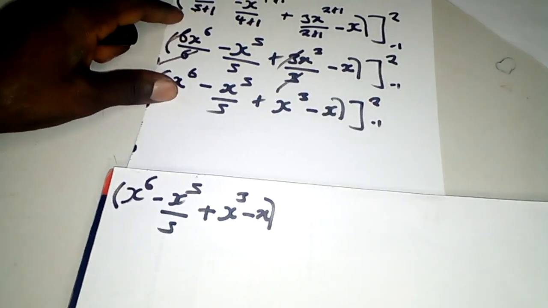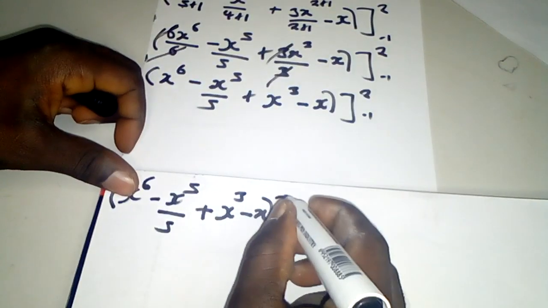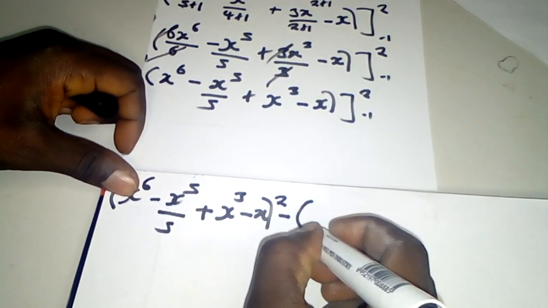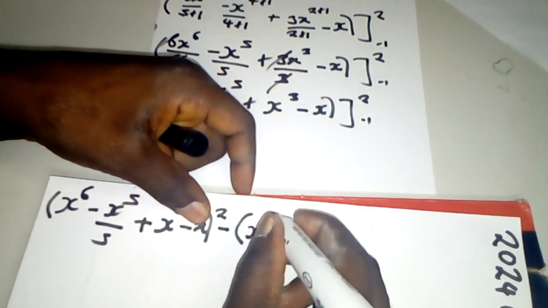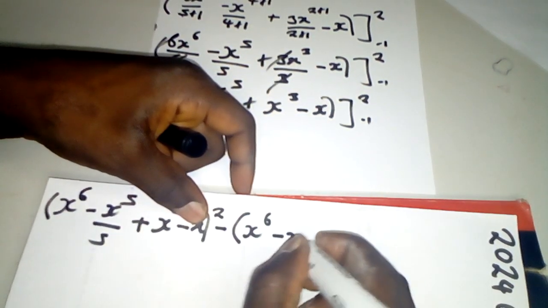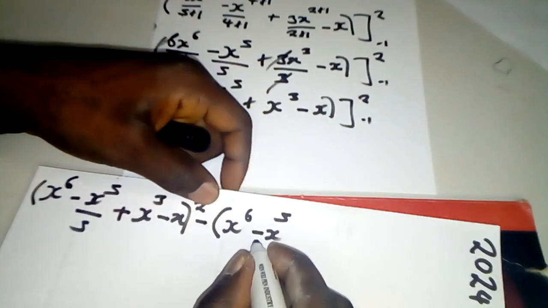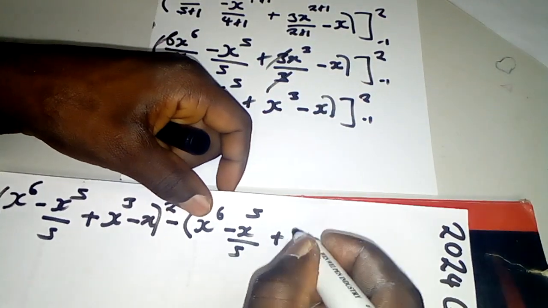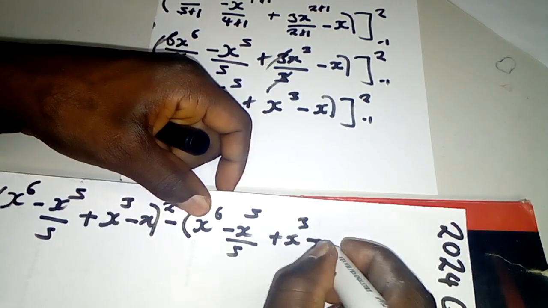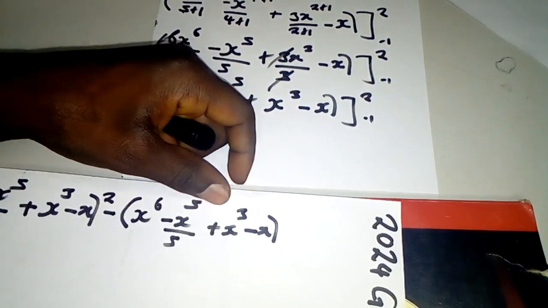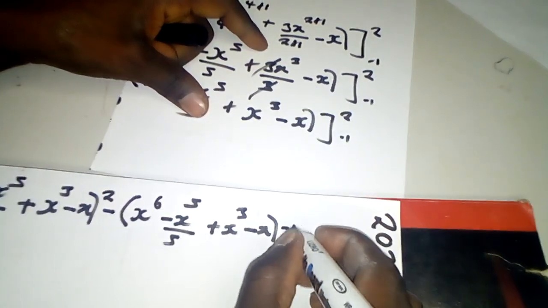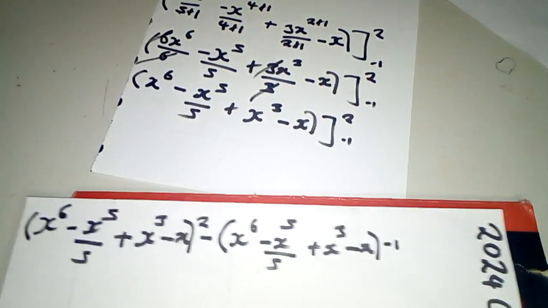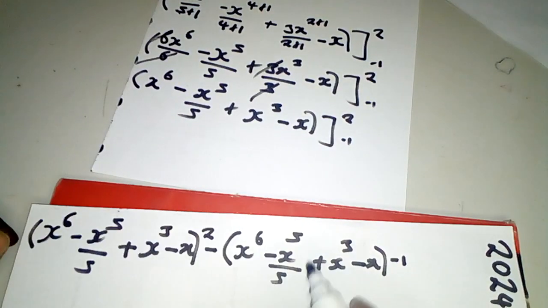So I'm going to start with the upper limit. We write a 2 there, then minus, open brackets. Also, this side here, we are going to write the same expression or function, which is x to the power 6 minus x to the power 5 divided by 5 plus x to the power 3 minus x, close brackets. So in this case, we're going to write -1, which is the lower limit, and we can now begin to plug in the limits.